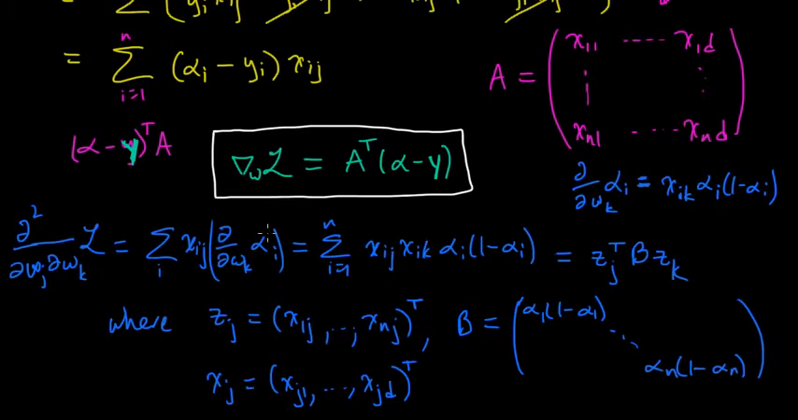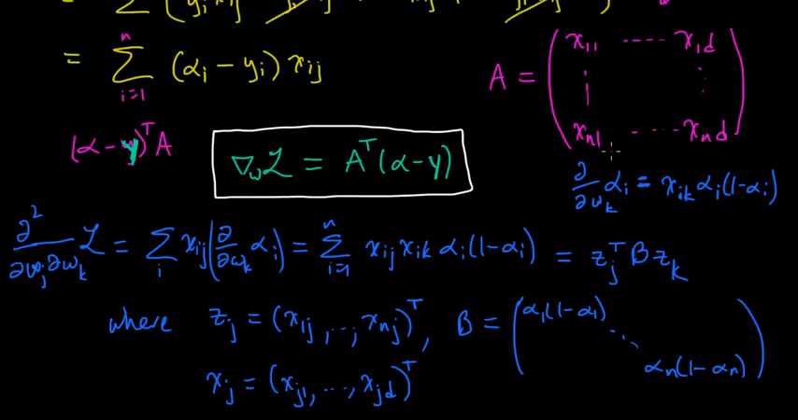So we got this expression here for these second derivatives, and it was this nice thing, zj transpose B zk. And this is actually the jkth entry of the Hessian matrix. That's the definition of the Hessian matrix of this function. So the jkth entry is just this.